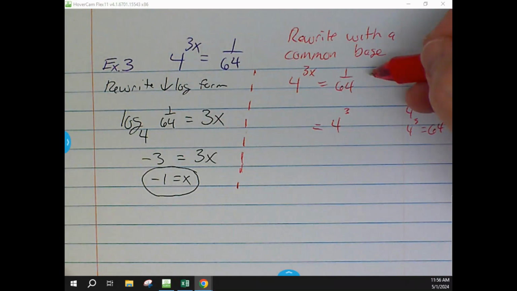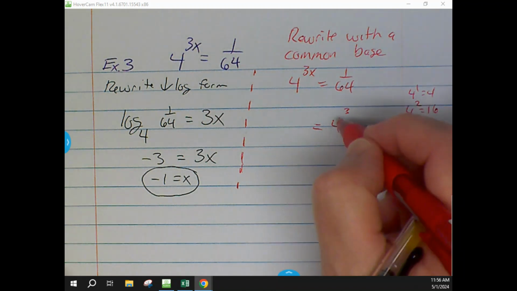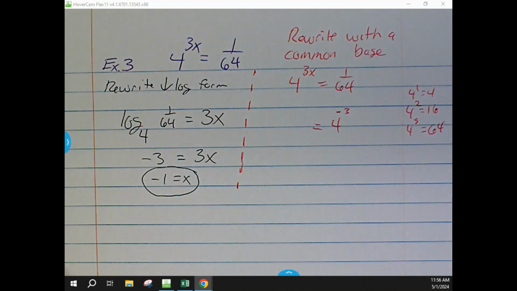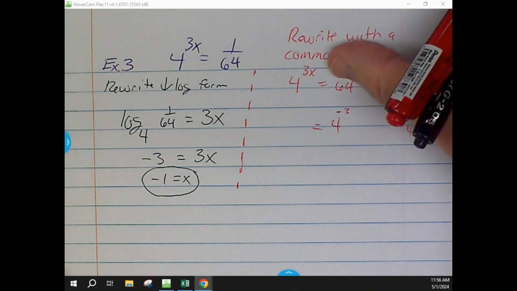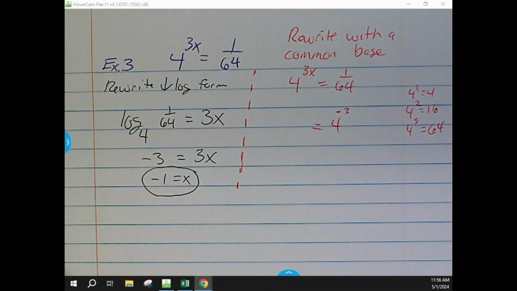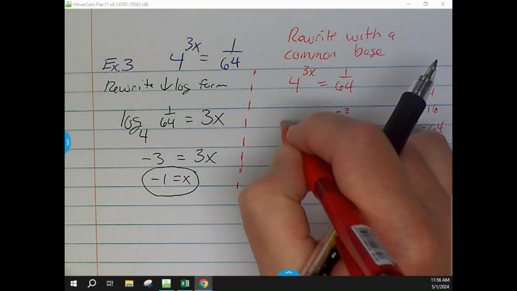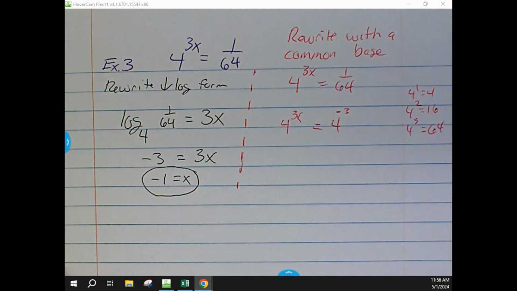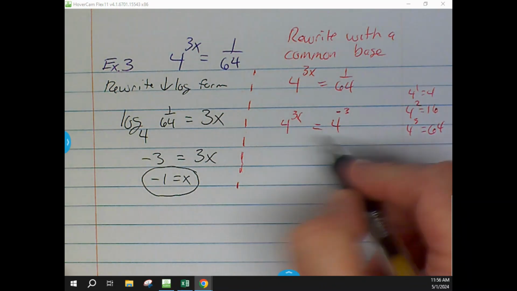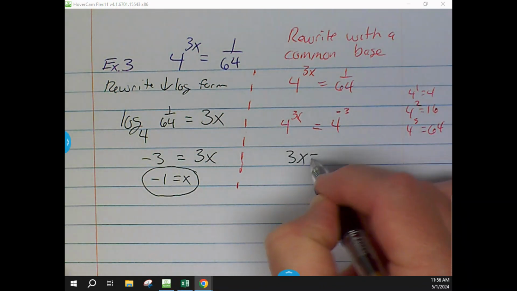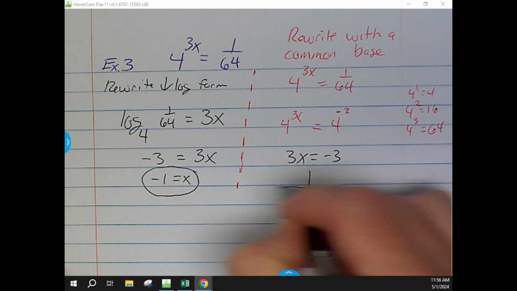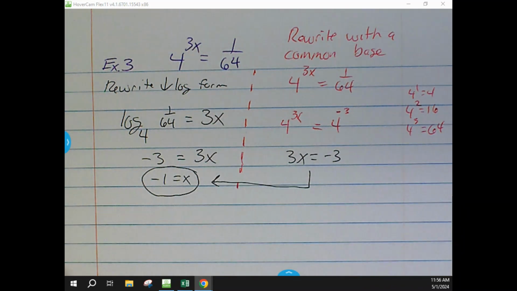Y'all remember what we do for it's a fraction if it's 1 over 64? Remember what one little thing we do different there? Make it negative. So if it was 64, it's 4 to the third. If it's 1 over 64, just make it 4 to the -3. Okay. And again, now the bases are the same. They're both base 4. So then you can do 3x equals -3. And again, there's the same answer you got right there.